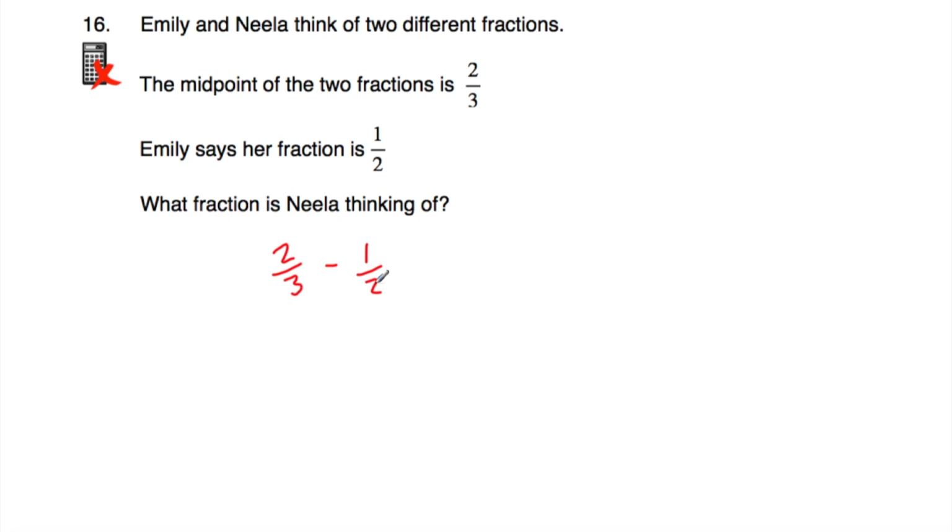If we've got 3 and 2, a common denominator we could use would be 6, because the lowest common multiple of 3 and 2 is 6. To get from 3 to 6, we multiply by 2. 2 times 2 is 4. To get from 2 to 6, we multiply by 3.